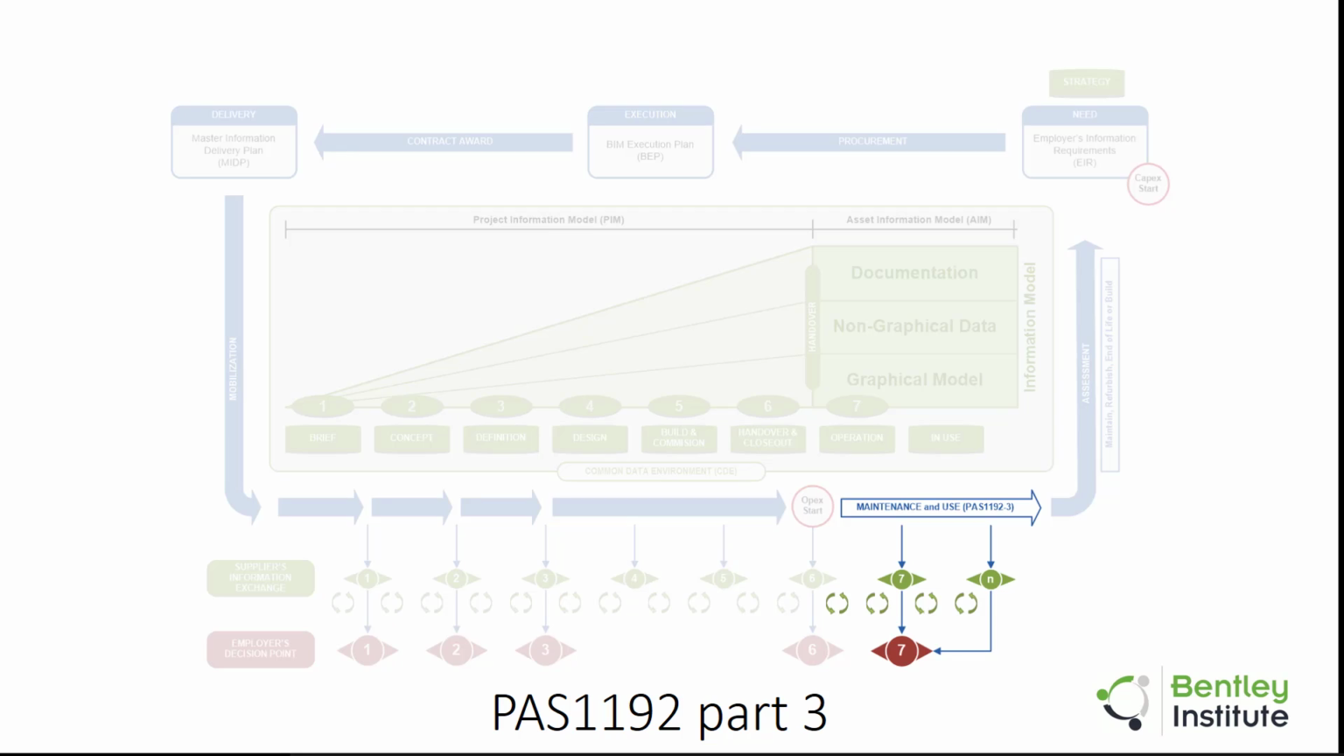At the point of handover, the asset lifecycle enters the operational expenditure phase, where the process of asset management begins. This is governed by the PAS 1192 Part 3 document, which we will talk about in the next video in the series.